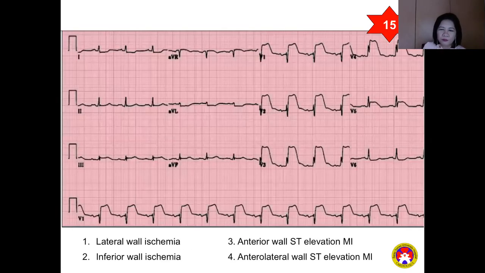But this one, here you have a slight ST depression in lead 1 and aVL. So we have a lateral wall ischemia. 2, 3, and aVF are still okay, but V1, V2, V3, V4, V5 show an ST elevation. So this is an anterior wall ST elevation myocardial infarction.